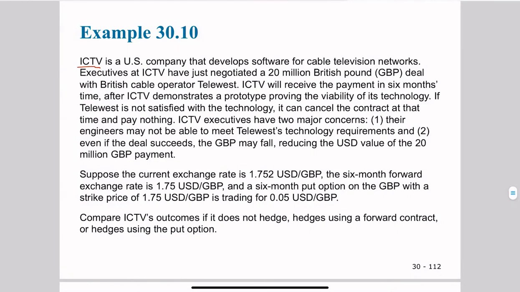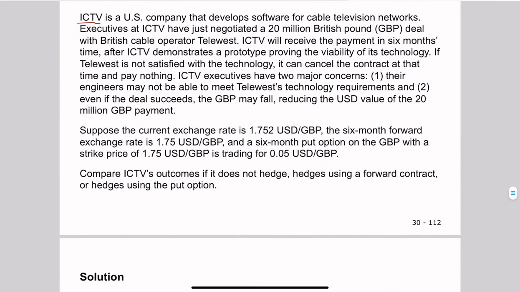Okay, so let's see some additional numbers. Let's say the current spot exchange rate is 1.752 USD per GBP. And the 6-month forward exchange rate is 1.75. And we have a 6-month put option on the British pound with a strike price of 1.75. And the premium for this put option is 5 cents. Now, we need to compare ICTV's outcomes if it does not hedge, if it hedges using a forward contract, or if it hedges using a put option.